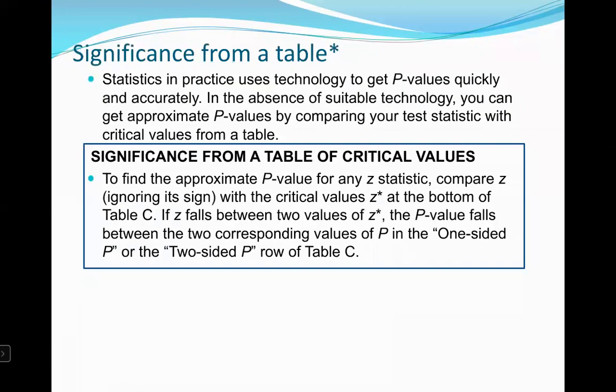Sorry, let me reread that. If z falls between two values of z star, the critical value, the p-value falls between the two corresponding values of p in the one-sided p or two-sided p row of table C.